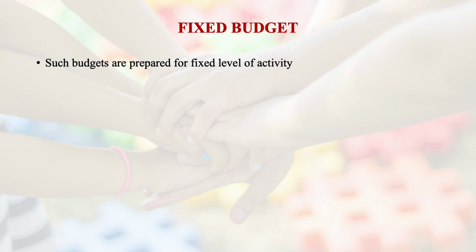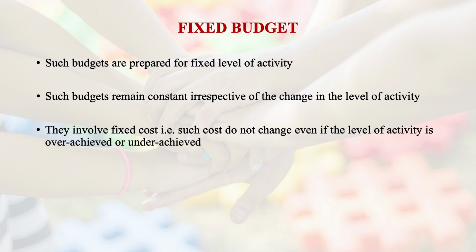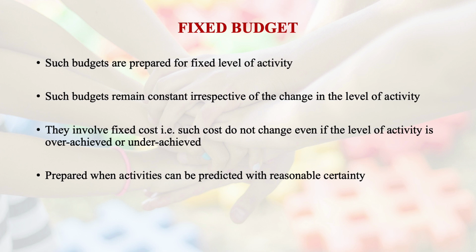So when we talk about different kinds of budgets based on the capacity, we have the fixed budget. A fixed budget is prepared for a fixed level of activity, and such budgets remain constant irrespective of the change in the level of activity. They involve fixed cost, that is costs which do not change even if the level of activity is overachieved or underachieved. It is prepared when activities can be predicted with reasonable certainty.